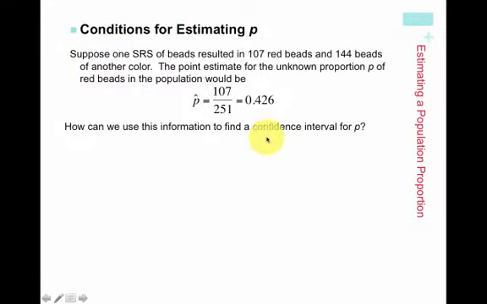So let's walk through this process. Suppose we collect a simple random sample where we have 107 red ones and 144 beads total. Our p hat, our point estimate for p, would be 0.426.